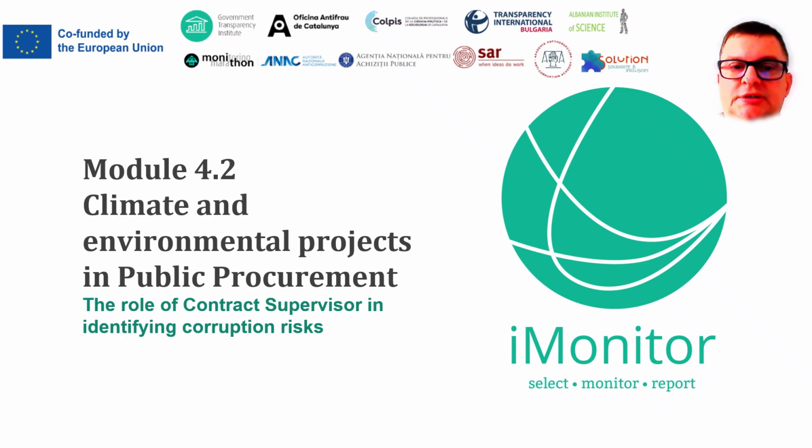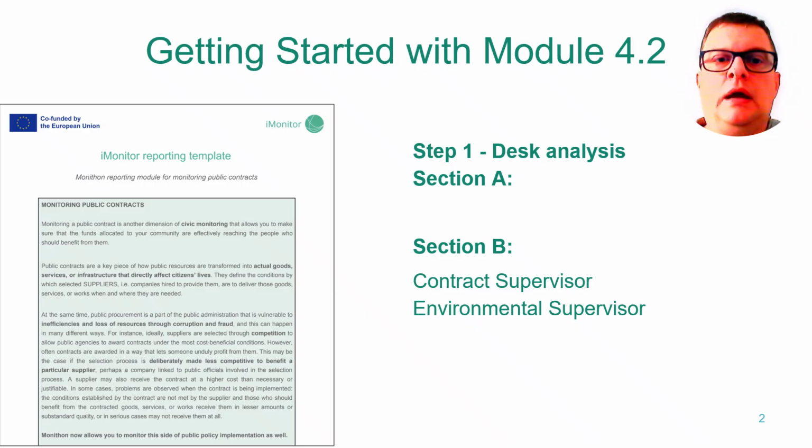Hello dear participants. Now let's skip to module 4.2, Climate and Environmental Projects in Public Procurement, the role of the Contract Supervisor in identifying corruption risks. Let's start with the reporting template.